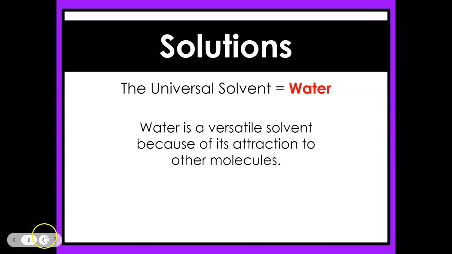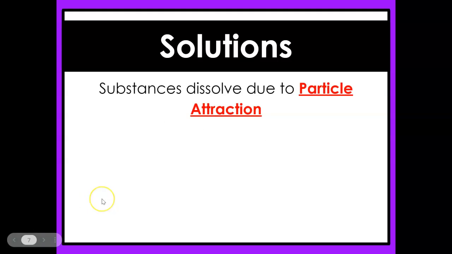So solvent is going to be the water in most cases, and then the solute is what's being dissolved into it. And those substances dissolve due to particle attraction. Basically, water is a really good solvent. The particles can overcome their attraction for each other and then be attracted to the water, and so you get this homogeneous solution once you mix it up.